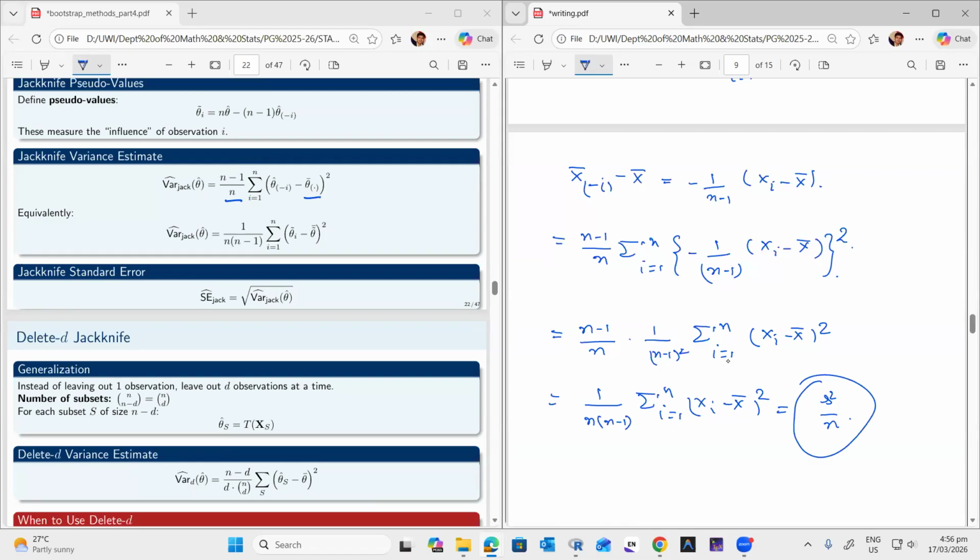So for the mean, the jackknife variance estimator is exact and unbiased. All right, and for general statistics, the jackknife variance estimator is consistent under suitable smoothness conditions. And this is equivalent to the variance of jackknife theta cap equals 1 upon n into (n minus 1), summation over the range of i goes from 1 to n of (theta curl i minus theta curl bar) whole square.